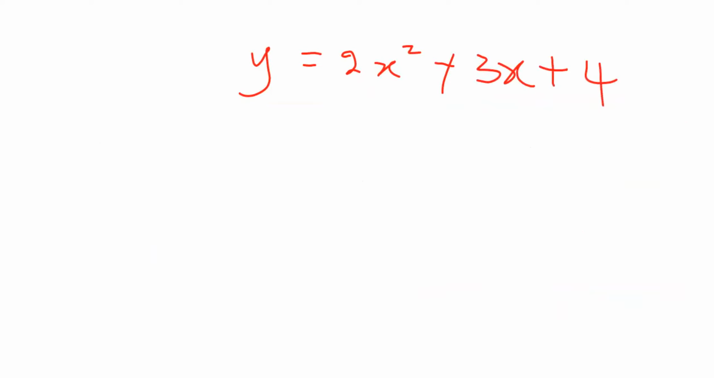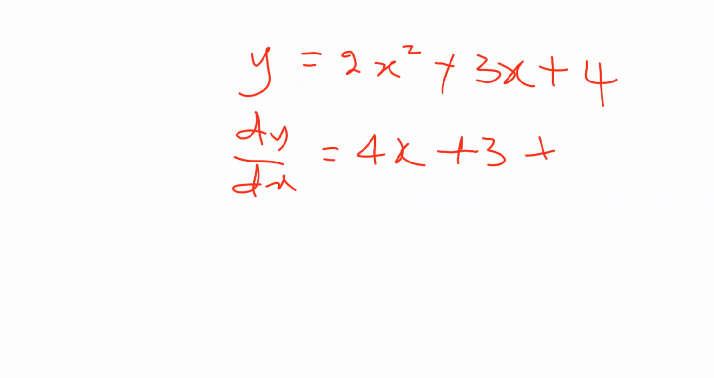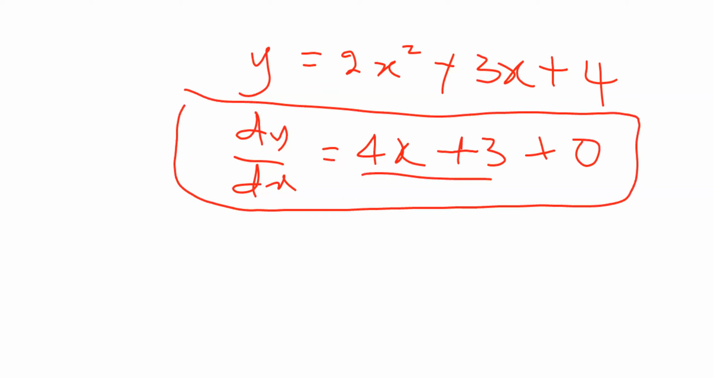This is why we put that constant. If I have 2x squared plus 3x plus 4, and I differentiate this, I'm going to get 4x plus 3 plus 0, right? If I want to integrate this, because this is what I got, so integrate it.